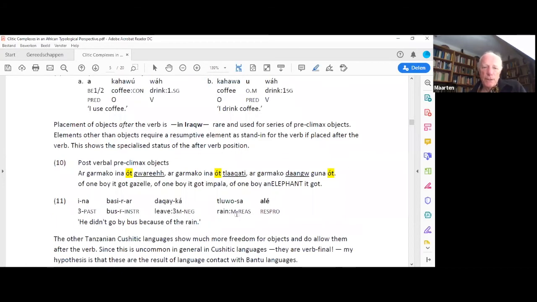And then after the verb, can we put things after the verb? Well, in Iraqw, we cannot. Oh, we can a little bit. So we can put the gazelle after the verb, the other gazelle, the impala, after the verb, and then the elephant before the clitic complex and the verb, to get. These are examples that were rejected by my speakers when I was doing elicitation. But I got them in stories and they're absolutely fine. So it's a very specific function: these post-verbal objects indicate that this is going towards a climax. We have a gazelle, we have a bigger one, and then the main thing will come in the last one, marked as thematic by putting it in the front before the clitic complex.